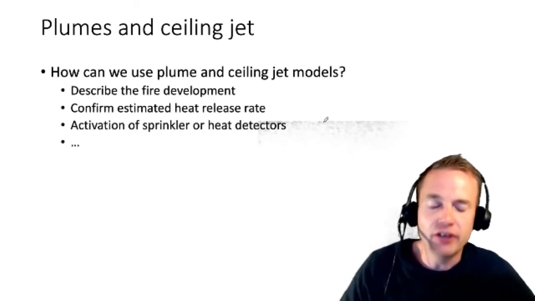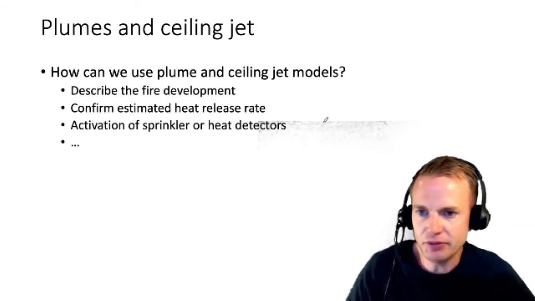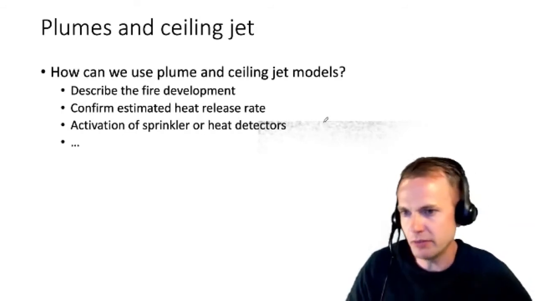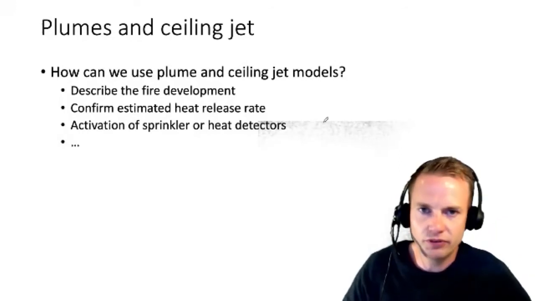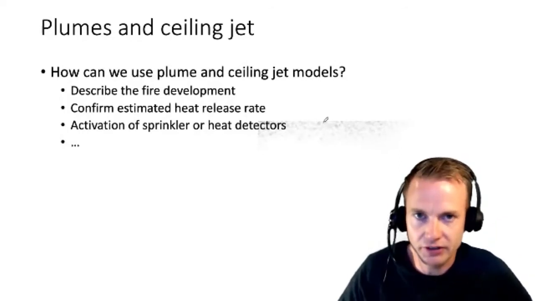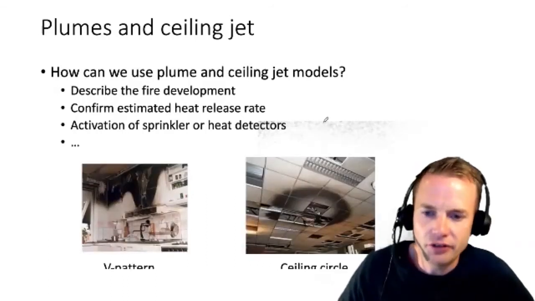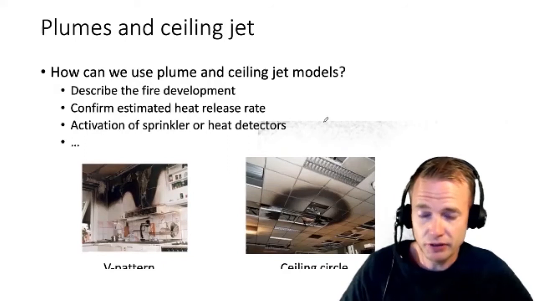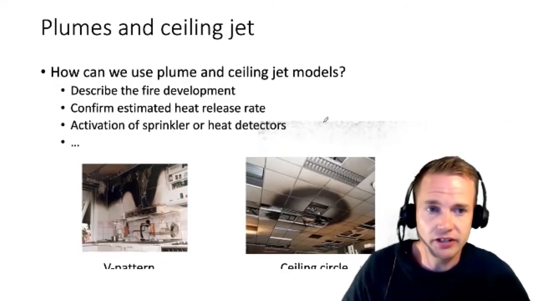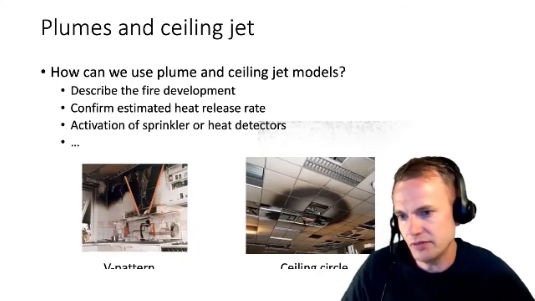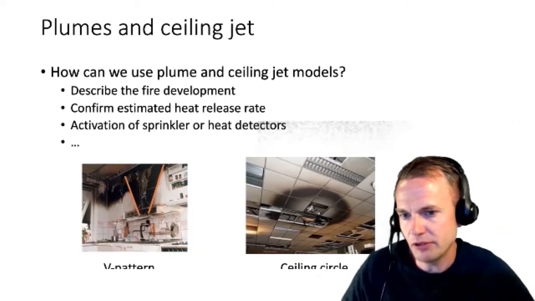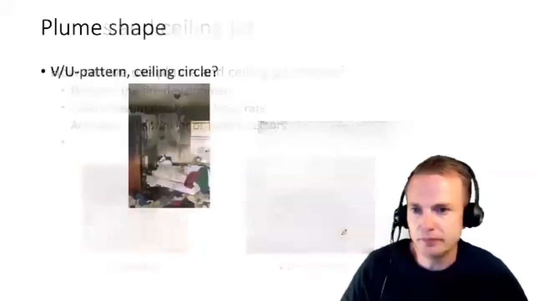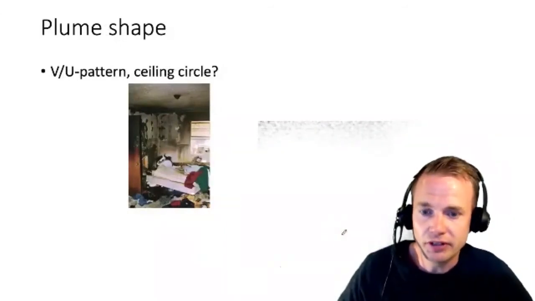They can be used to describe the fire development, confirm estimated heat release rates as well as the flame height, and maybe look at activation of sprinklers and heat detectors. Maybe we know when a heat detector was activated, and that can help us with the backwards calculation. There are of course fire patterns that could be of interest at the fire scene as well. The V pattern or ceiling circles are such examples. Here we see this V pattern, and based on this we could maybe determine the radius of the plume when it hit the ceiling and be able to do some calculations.